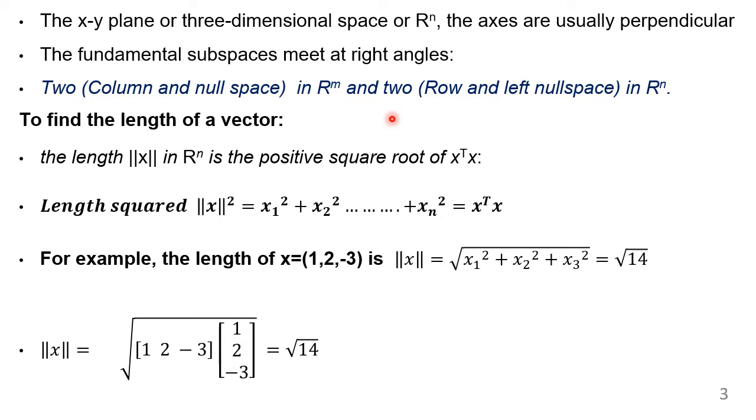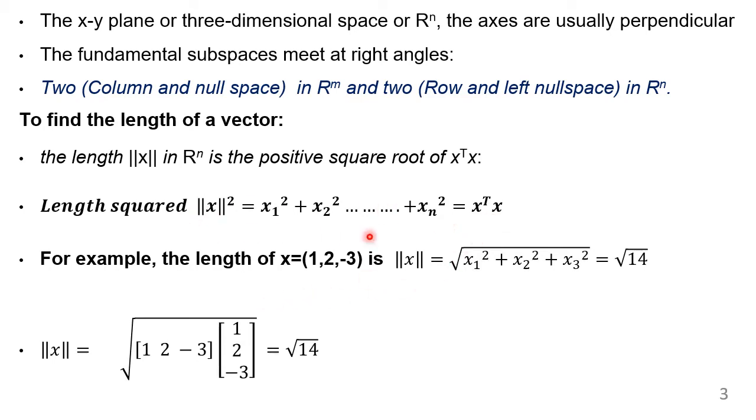Once we know a vector in a space, we can compute the length of the vector. The length of the vector is always given by the positive square root of x transpose x. We know the length is usually defined like this. So we know that the length squared is given by the components of the vector x: x1 square plus x2 square up to xn square, that is given by x transpose x.